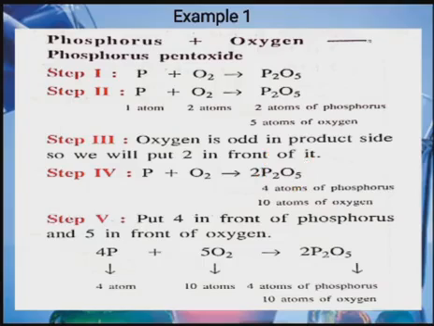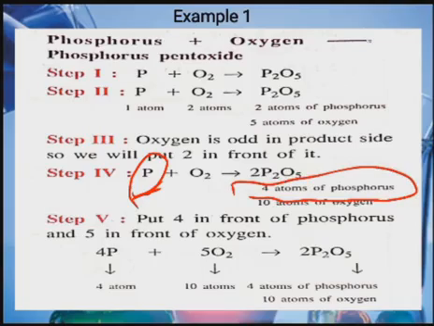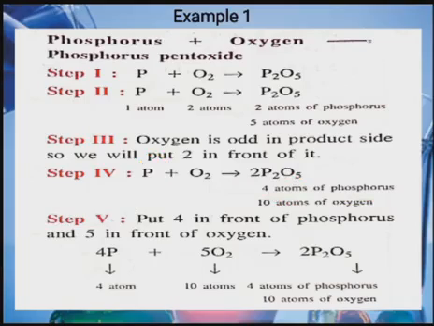Now children, you can see in the fourth step, here there is only one phosphorus atom, and now on the other side there are 4 atoms of phosphorus. So simply we will write 4 here. It will make 4 atoms of phosphorus on the left. Now the 4 atoms of phosphorus on both sides are equal. The number of atoms of phosphorus on both sides is equal.